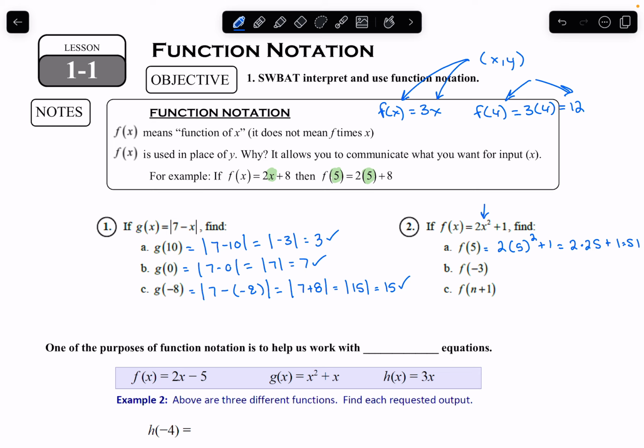F of -3. This is one we're going to be really careful of because I'm going to take my f function and I'm going to replace that x with a -3. And I'm definitely not going to forget the parentheses on this one.